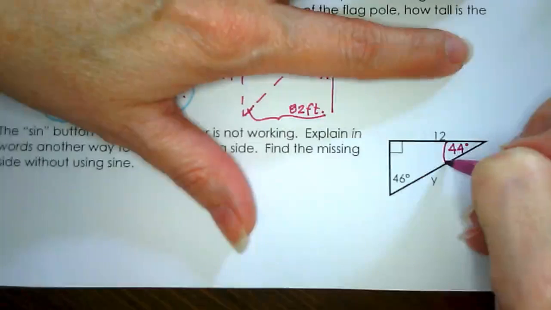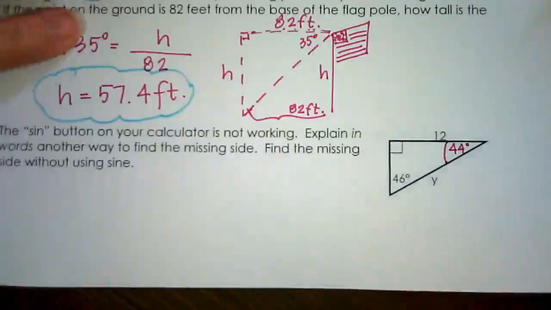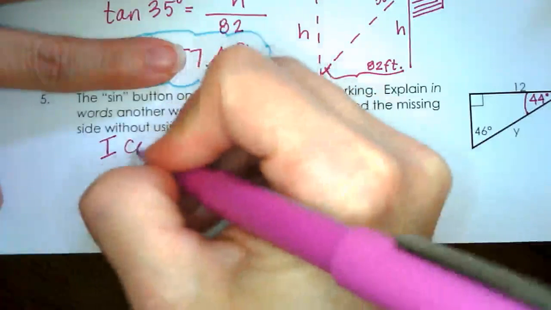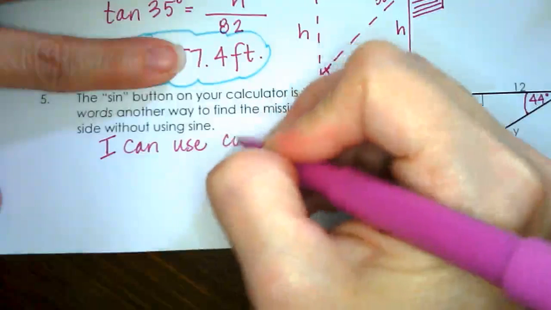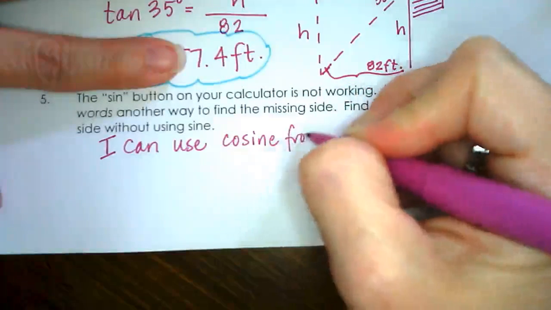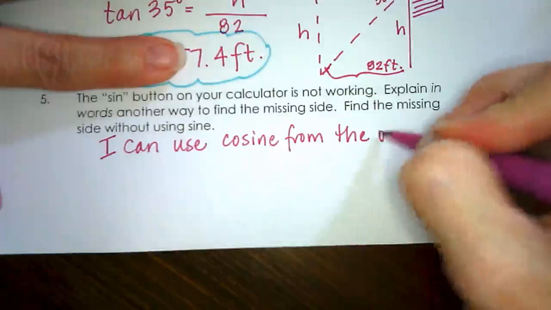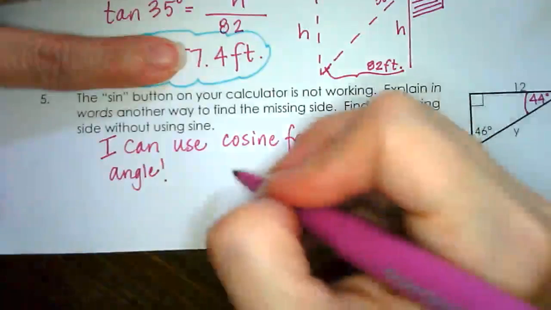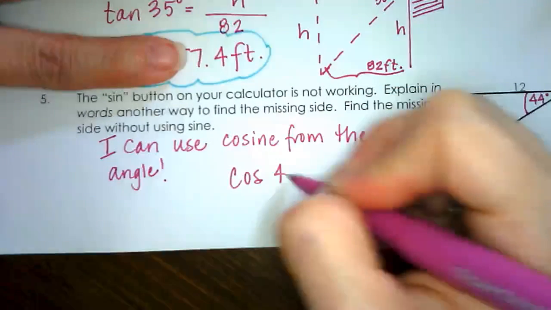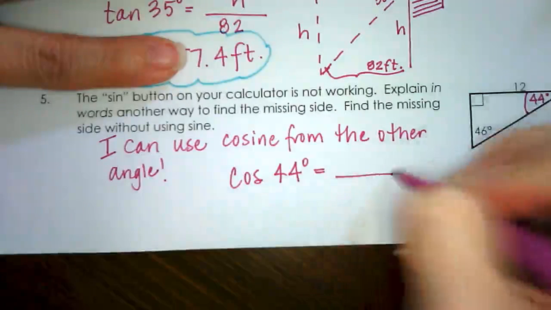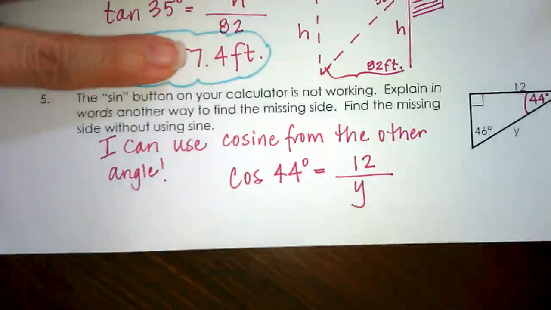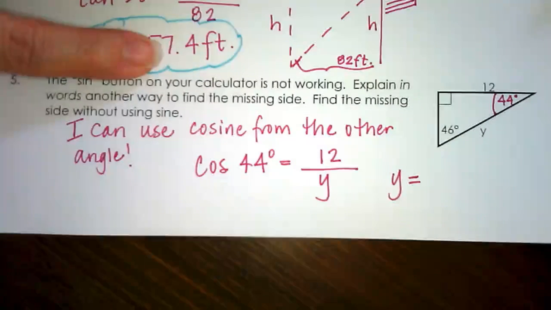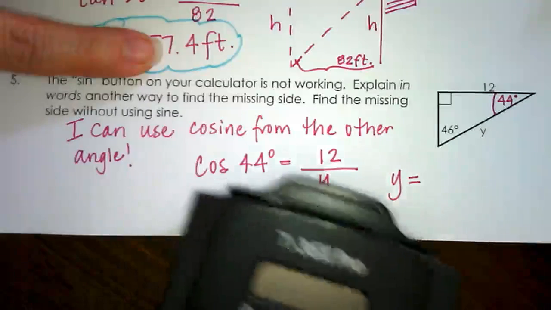Well, so now from this angle, I can do the cosine. I can use cosine from the other angle. So the cosine of 44 degrees is going to be adjacent over hypotenuse. So that means to solve this, I need to switch these two. So the missing side is going to be 12 divided by the cosine of 44.